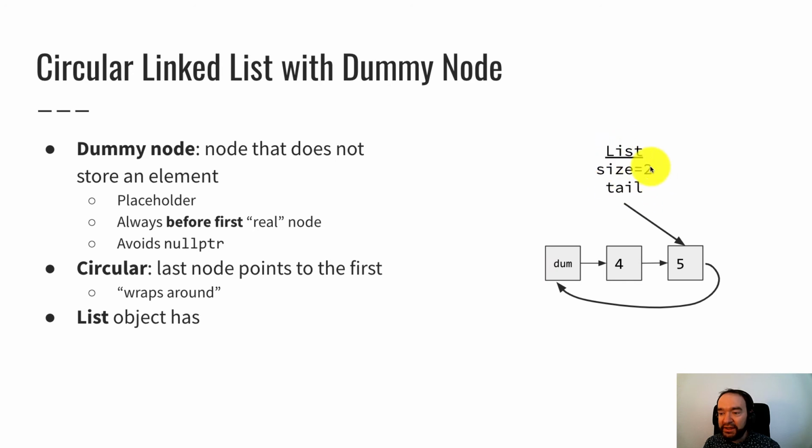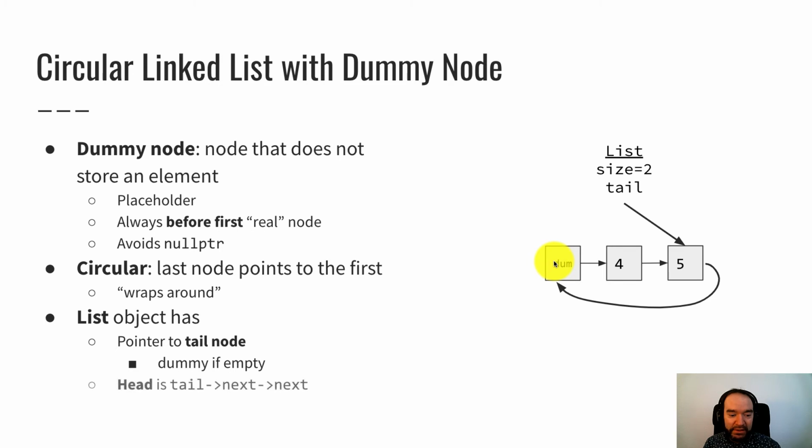So the list object has a pointer to the tail node. We could have a pointer to the head node, but it turns out to be more convenient to have a pointer to the tail node. We'll see why that is in a little bit, because we want to be able to get to the last element efficiently. And in the event that the list is completely empty, this list object's tail pointer points at the dummy node.